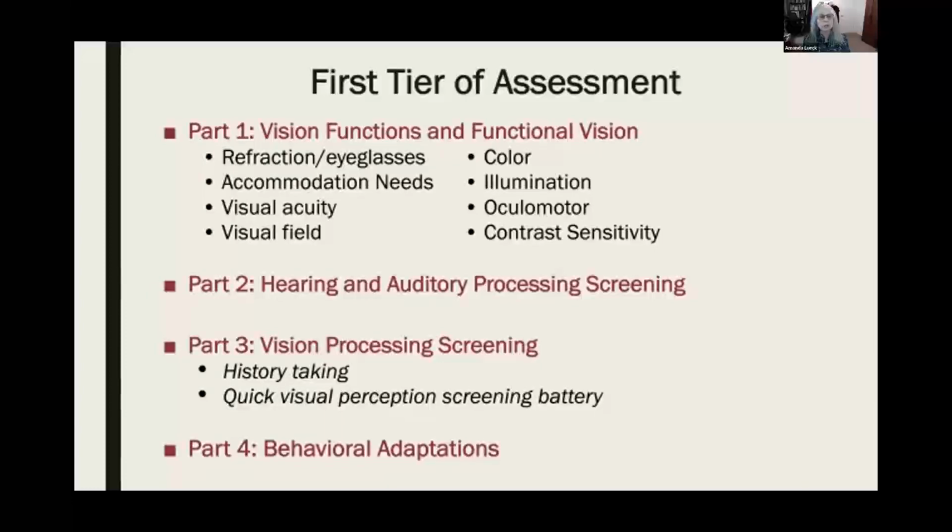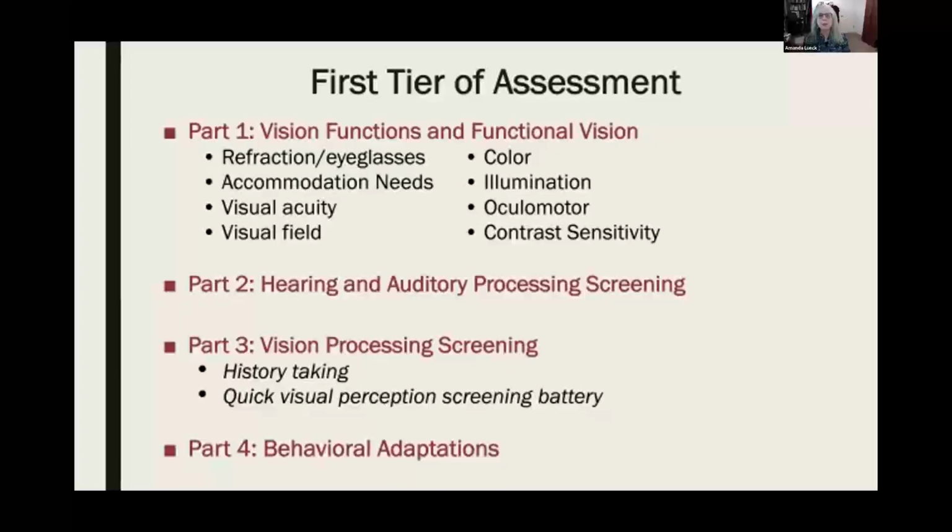You would also need hearing and auditory processing screenings. As we mentioned in some of the earlier seminars, many children with CVI have auditory processing issues, and these need to be evaluated before you can do more complex assessments. Also a visual processing screening, and this could be history taking or a quick visual perception screening battery, and also look at the behavioral adaptations of the child with CVI.